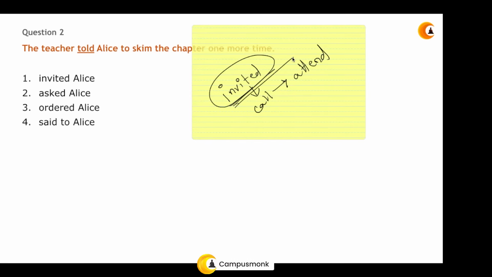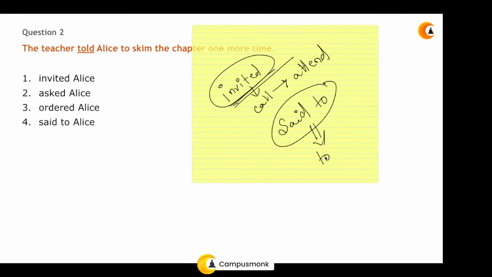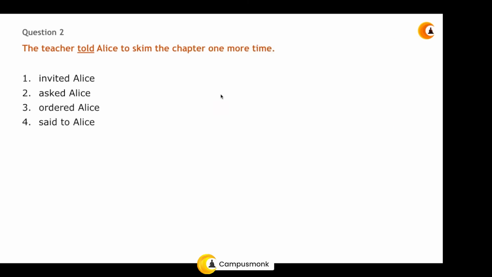Okay, now said to Alice cannot be used because this is a past form statement. Okay, that is told. This statement has already been given by the teacher to Alice. So if the teacher has told Alice to do something, that means what? A teacher can never tell you to do something. A teacher will always ask you to do something, because how will the teacher know whether you will follow that or not? Only once you complete it, that is when the teacher will come to know that okay, fine, you have done this homework. So the teacher will always ask you to do something, okay.